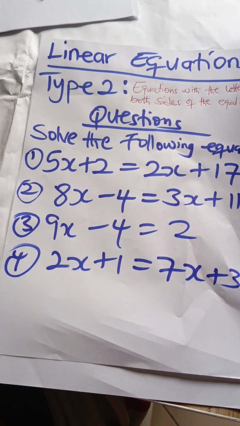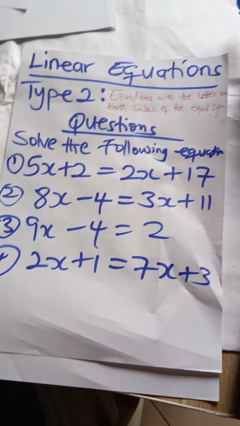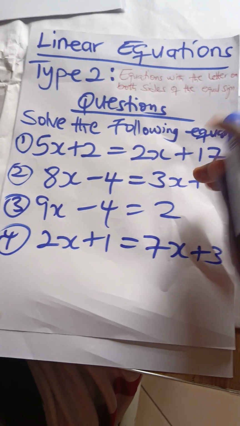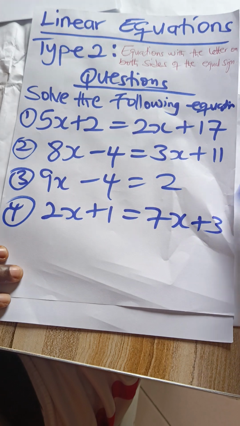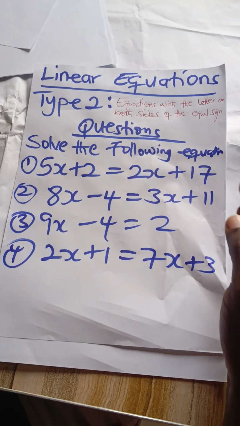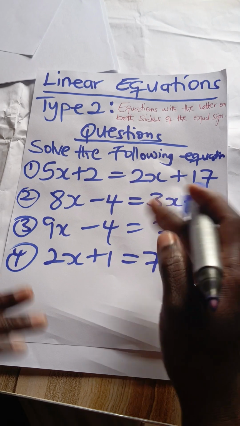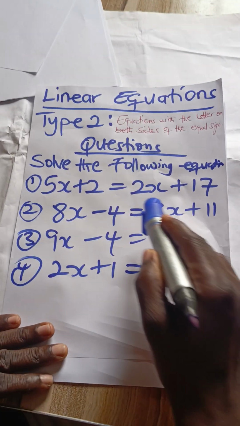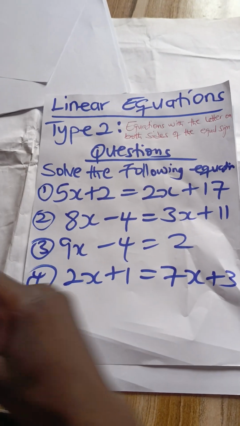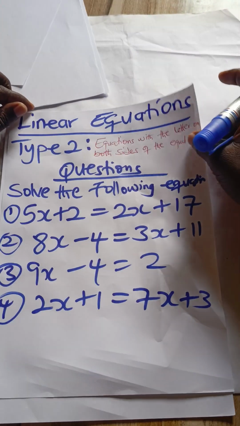We already learned that equations are numerical statements which involve an equal sign. So we have some examples here to solve. We have 4 examples here to solve, and all these are examples of equations because they all contain equal signs. These are the equal signs. Alright, so now let's start with our solutions.